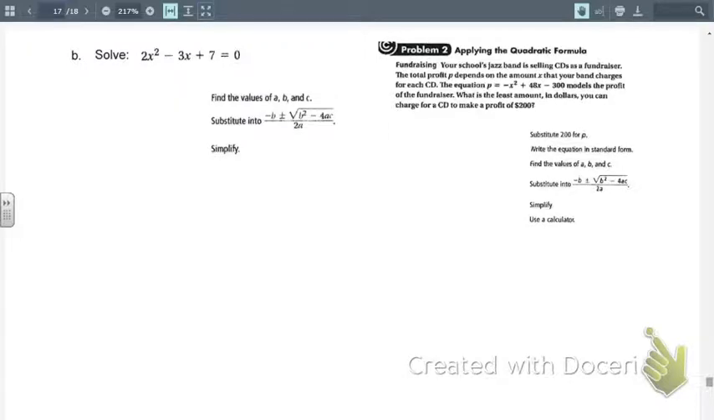Okay, so our equation is P equals negative x squared plus 48x minus 300. Alright, and so it tells us that the first step is to substitute. First step here is to substitute 200 in for P. So 200 equals negative x squared plus 48x minus 300.